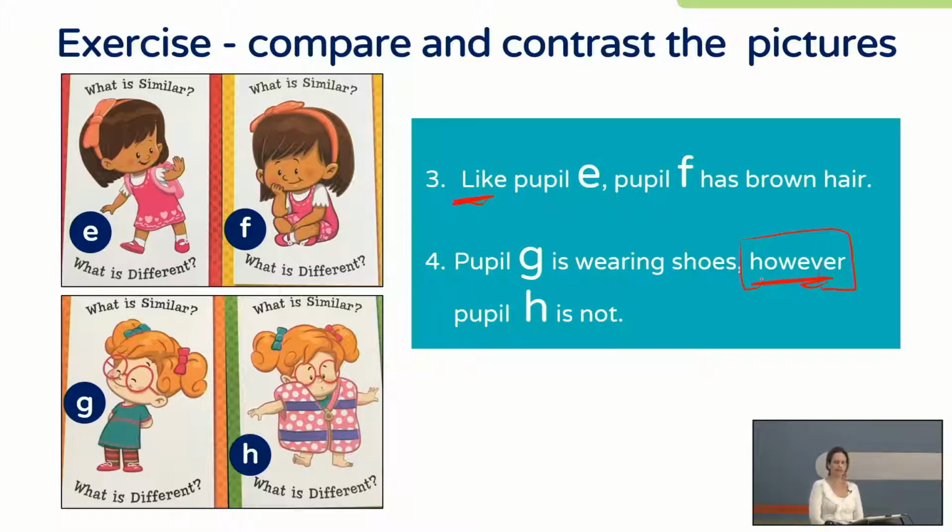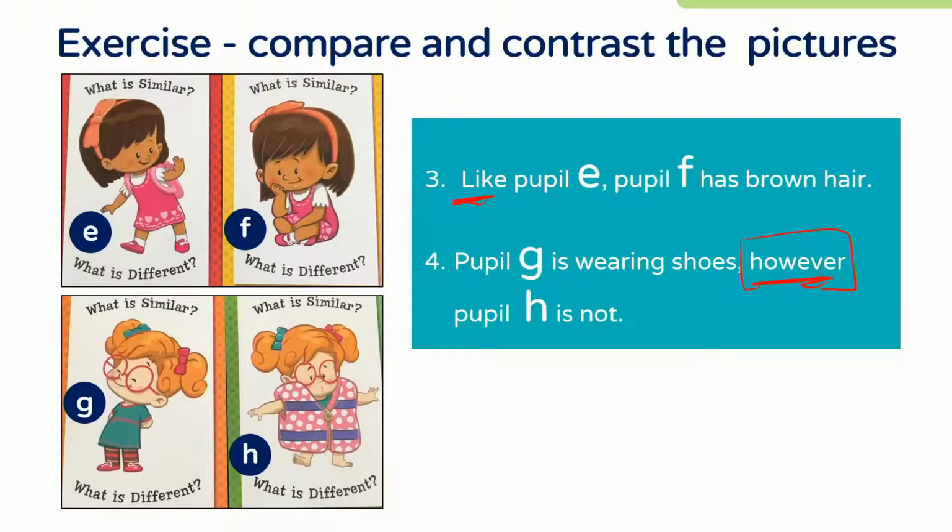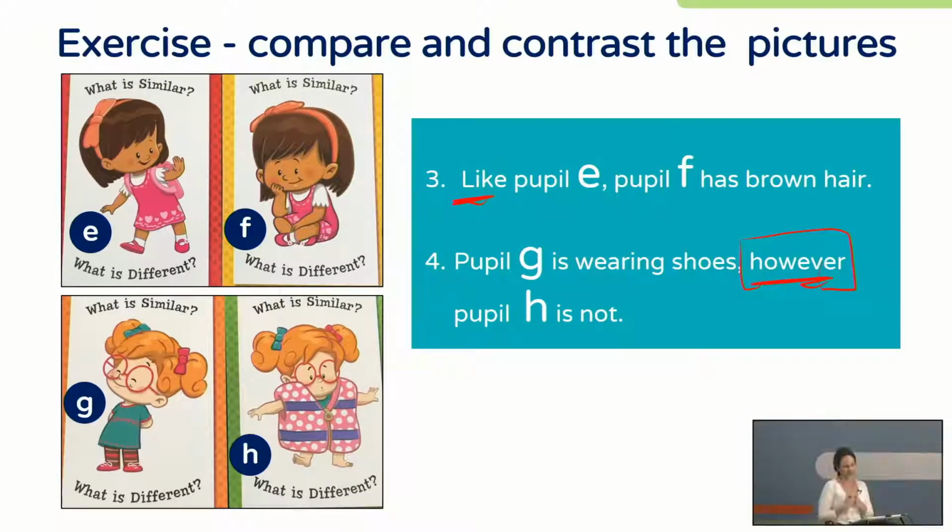Let's think of some other sentences of how pupil G and pupil H are different. So the girl in picture G, she is wearing a green shirt, while the girl in picture H has a pink blow-up vest on top of her. Pupil G has her hands behind her back, while pupil H has her hands spread out. These are also some differences.